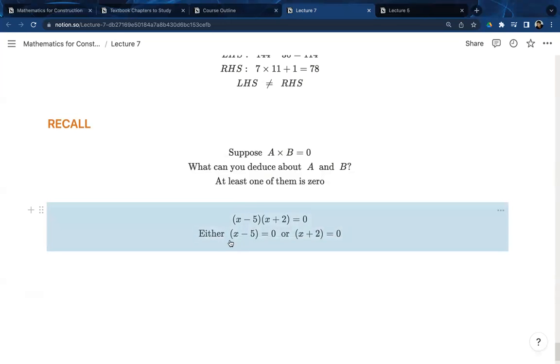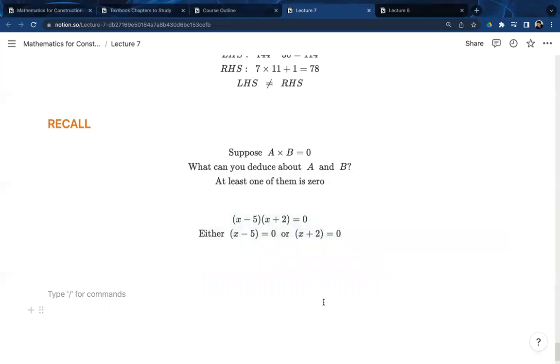So you'll say this, either x minus 5 is 0 or x plus 2 is 0. Now, why wouldn't you say, is there a possibility that both of them could be 0? I'm gonna ask you all that in this case. Is it possible that both brackets could be 0 at the same time? Because I'm saying either or, meaning I'm telling you both of them can be 0, but think about it. Is it possible for both of them to be 0, both brackets to be 0 at the same time?